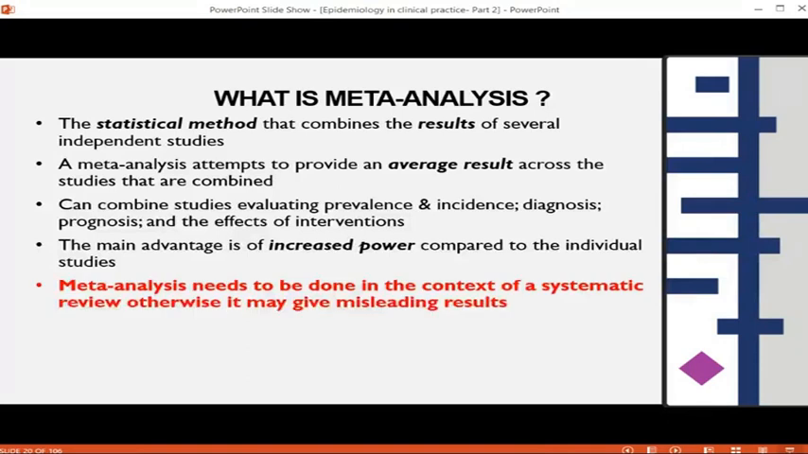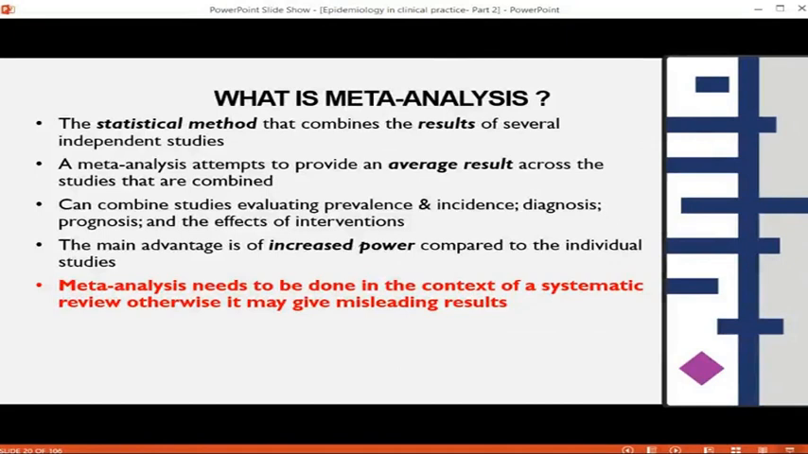Now the problem is, if you do a meta-analysis of easily available studies and do not go in for a systematic search for all the studies and use the protocol of a systematic review, you might get wrong results. There are three major reasons why this can happen. Suppose I just take 5 studies that I have with me and pool the results. I will get a result.